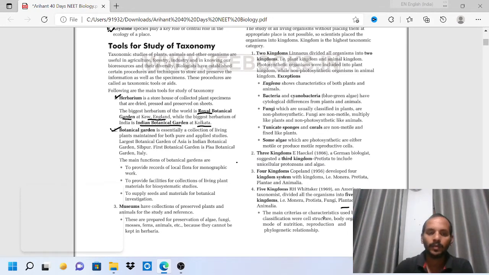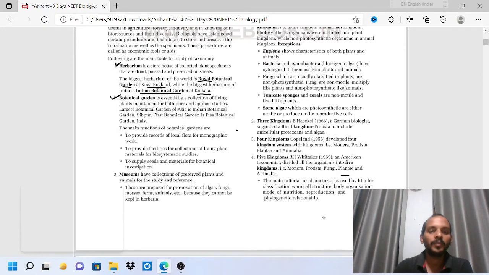Some names given here: Pisa Botanical Garden, Italy; Sipur, and all these things.